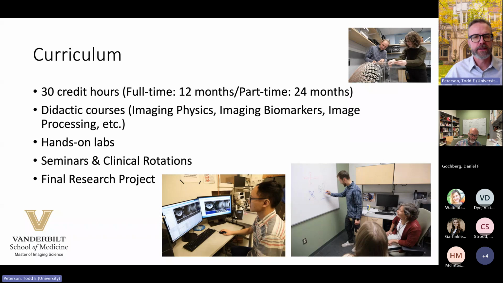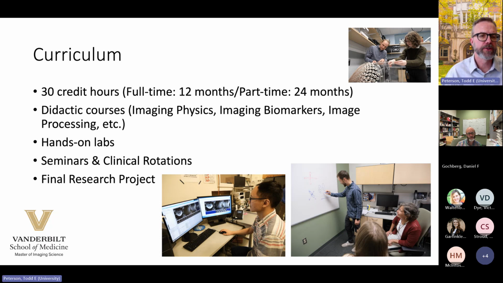The curriculum we've designed involves 30 credit hours for students undertaking it on a full-time basis. That represents a 12-month commitment. We do offer a part-time option, in which case you complete those 30 credit hours over 24 months. The part-time option in particular could be very appealing to people who are working already at Vanderbilt University or Vanderbilt University Medical Center. It allows them to potentially keep on working full-time and also take advantage of the tuition benefits that are offered by both the university and the medical center.